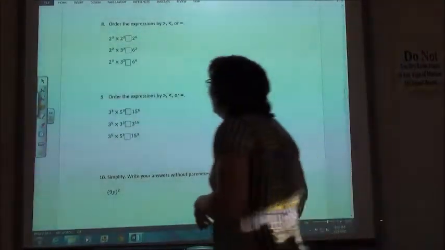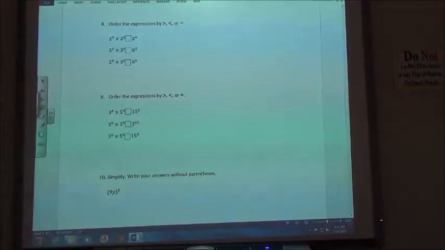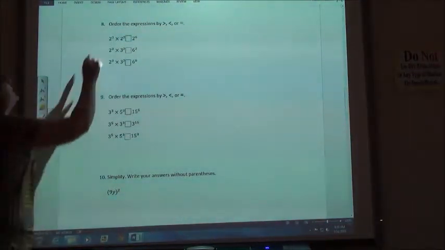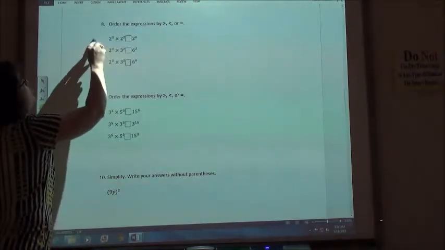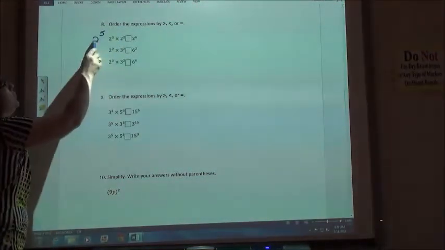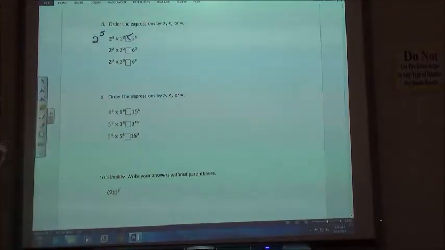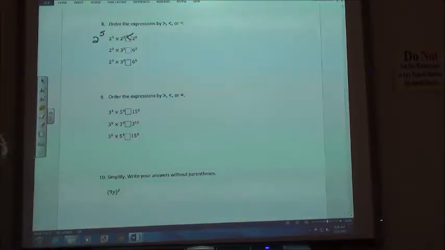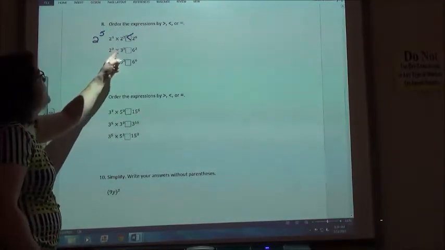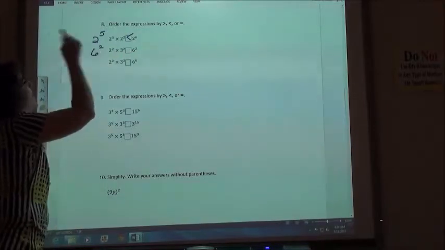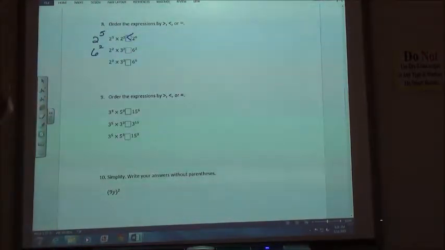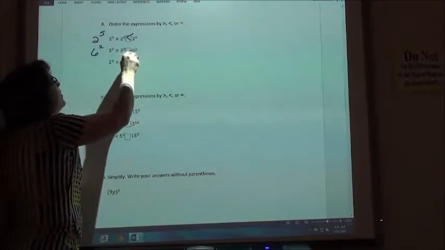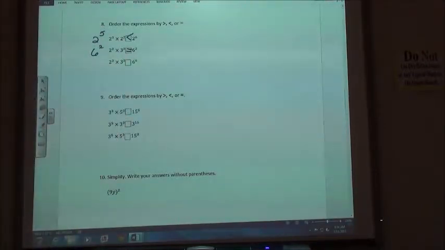So number 8, I'm looking at that. I have 2 to the 3rd times 2 squared. My bases are the same. My rule is to add my exponents. 2 to the 3rd times 2 squared would be 2 to the 5th. 2 to the 5th is going to be less than 2 to the 6th. On the next one, my exponents are the same. If my exponents are the same, I multiply my bases. 2 times 3 is 6, and I keep that exponent, so I'm going to get 6 squared. 6 squared compared to 6 squared, going to be equal.